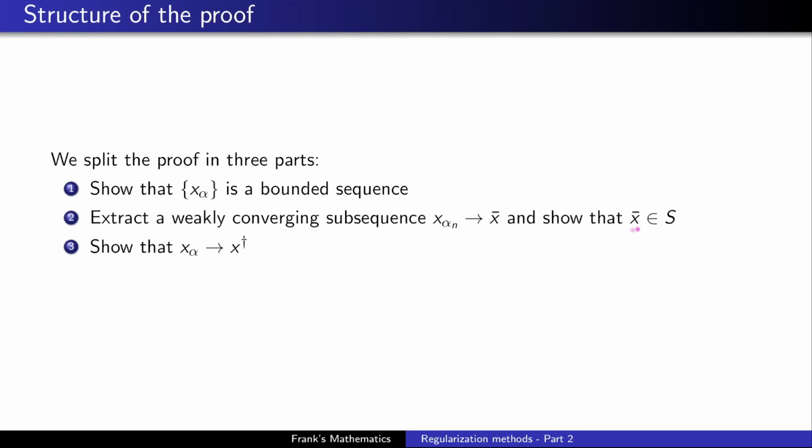So we have x bar, which is the weak limit of our subsequence, and it is actually a minimizer. We have to work a little bit for this. But combining number 1 and 2 actually shows that our sequence x alpha converges against the minimum norm solution. This will be done in number 3. Okay, I think it's time to start with the proof, and we start with number 1.